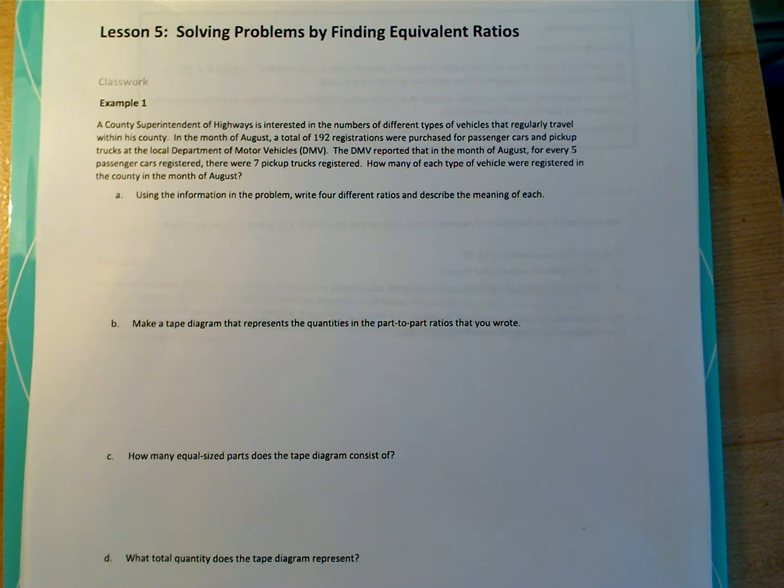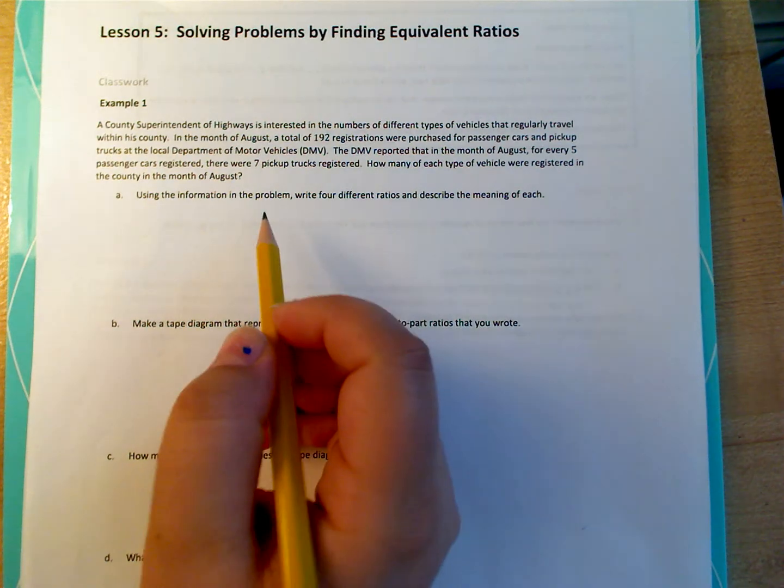Good, boys and girls. Today we're going to be looking at Lesson 5, Solving Problems by Finding Equivalent Ratios. We're going to start by looking at Example 1.